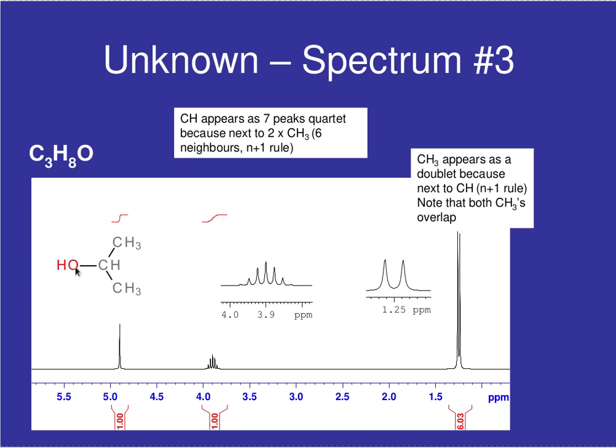It's very unusual that an OH splits because of fast exchange of the OH. So the OH is never a neighbor to anything, and it never has any neighbors, and so it will appear as a singlet. So again, we have been able to assign all these signals to the molecule and identify what the molecule is simply from the integration, the chemical shift, and the splitting patterns that we see of the signals in the spectrum.